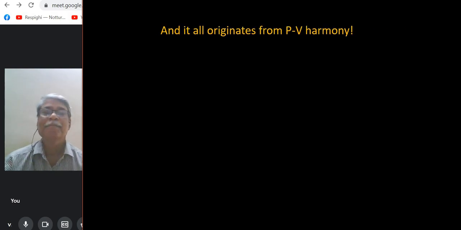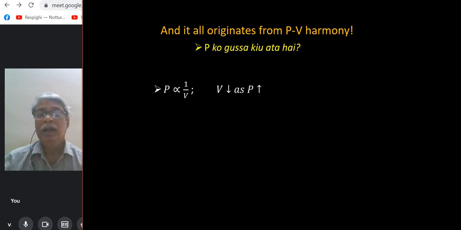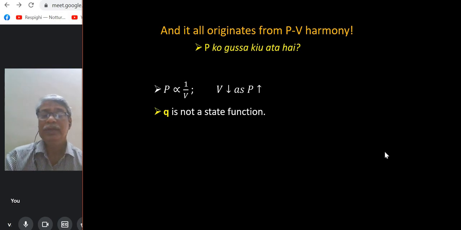So let us see. And it all originates from pressure, volume. It reminds me of a film long ago, Albert Pinto Ko Gussa Kyon Aata Hai. So I have borrowed the concept: why does P, pressure, get angry? As you know from Boyle's law, pressure and volume are inversely related. That means V decreases as P increases and vice versa. But that is not the reason for P being angry. Actually, the reason is like this.